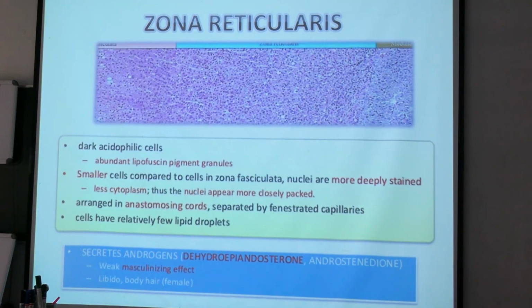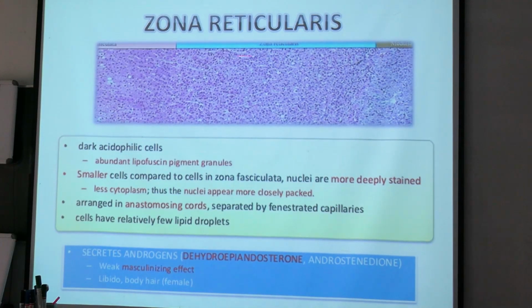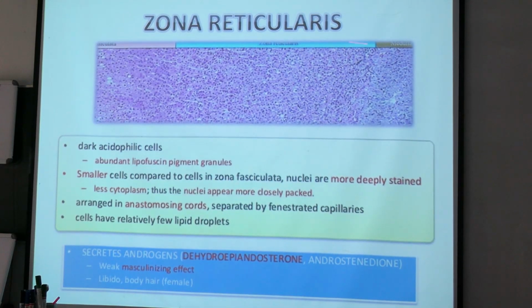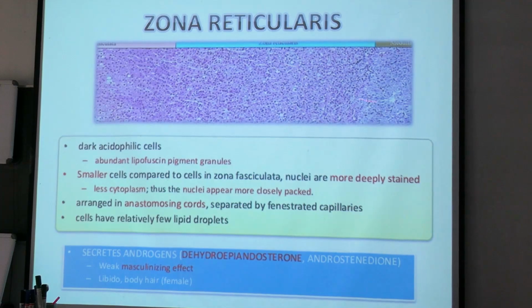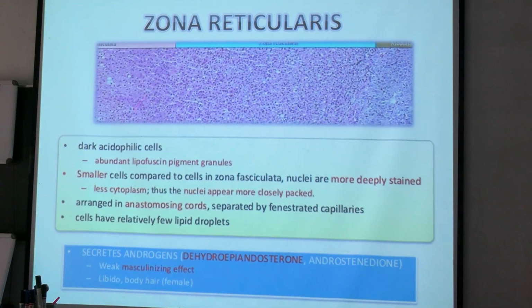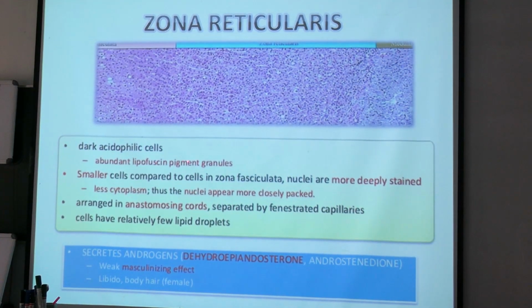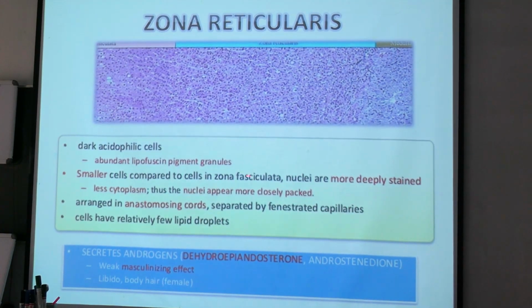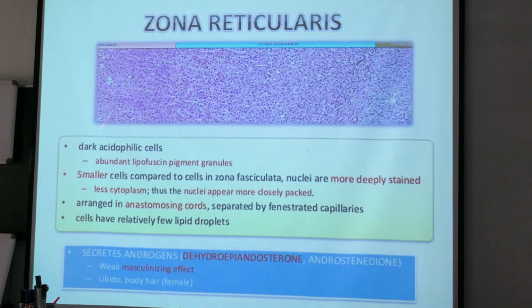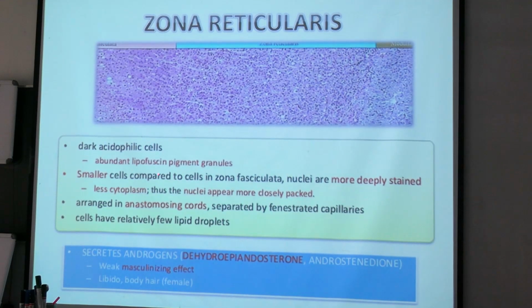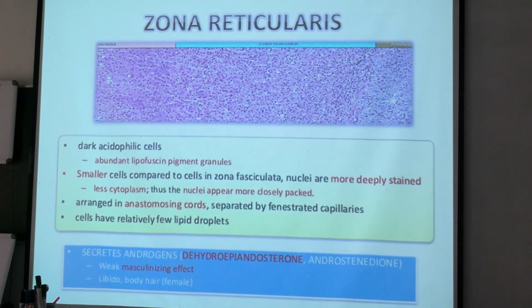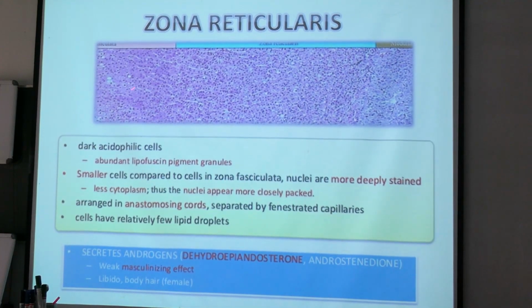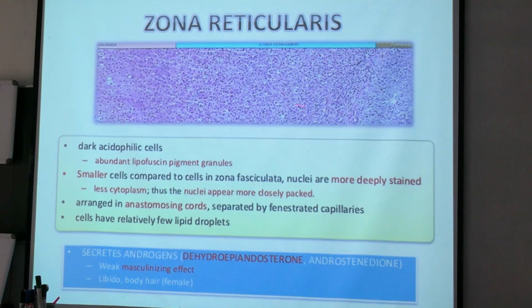Okay. Next, we go to the reticularis. This part after the fasciculata is the reticularis, and here is the medulla. Reticularis consists of dark acidophilic cells. Abundant lipofuscin pigment granules are present in this region, and the cells are smaller compared to the cells in the zona fasciculata. See, these are the reticular cells, and these are cells of fasciculata. In reticularis, cells are smaller in size than the fasciculata.